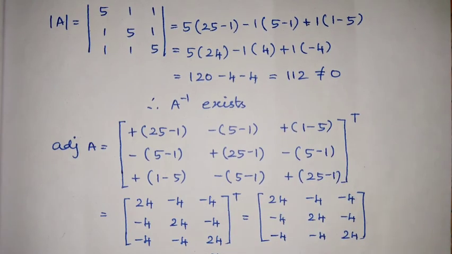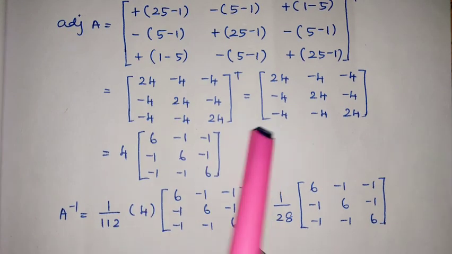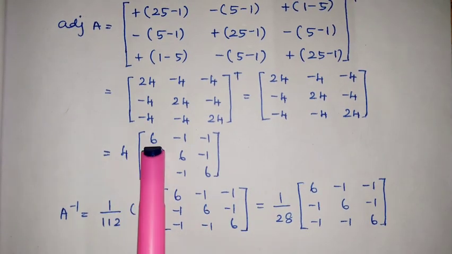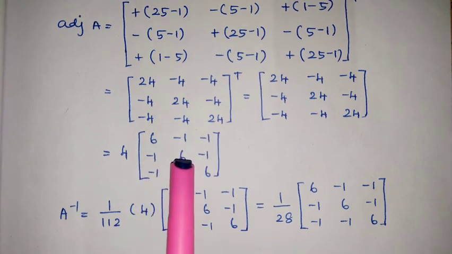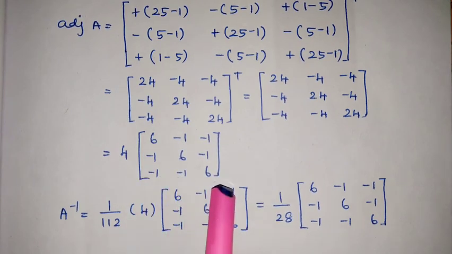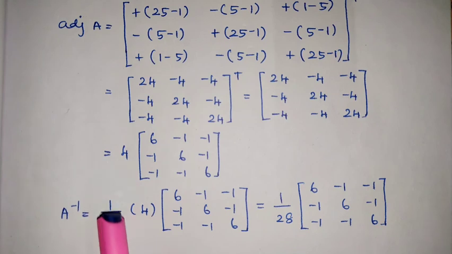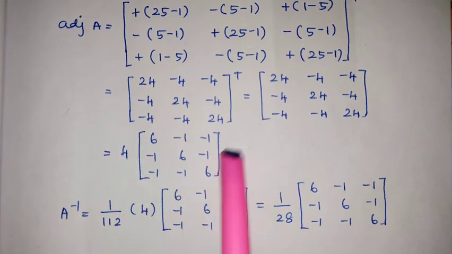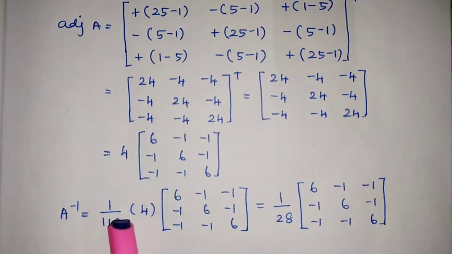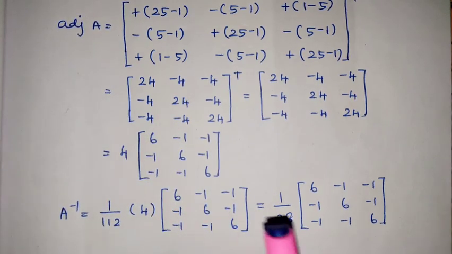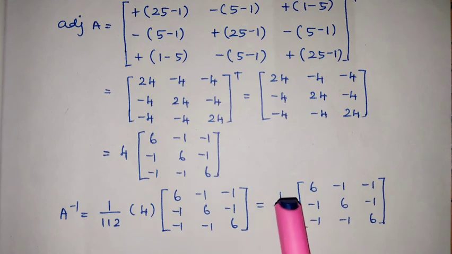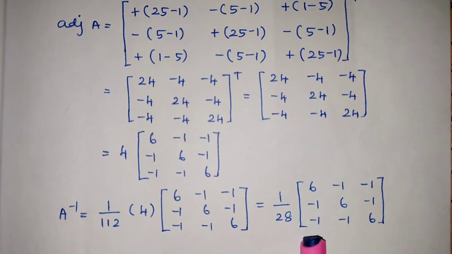Now you can see that this is a multiple of what? 4. So you can take 4 outside. So you have got 6, minus 1, minus 1, minus 1, 6, minus 1, minus 1, minus 1, 6. And what is A inverse? 1 by determinant A. So what is determinant A? 112. So into write this adjoint A here. So we can cancel this 4 and 112. So I have got 28. So 1 by 28 into this matrix gives the answer. Now that's all. Thank you.